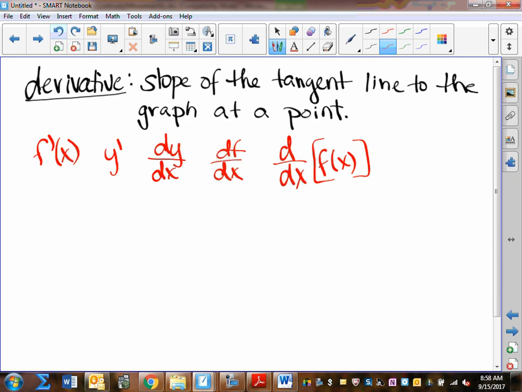Okay, so all those notations mean that derivative, which means the slope of the tangent line to the graph at a point. And we talked about, as we were doing those circuits, how another way we can think of this is the instantaneous slope or instantaneous rate of change.